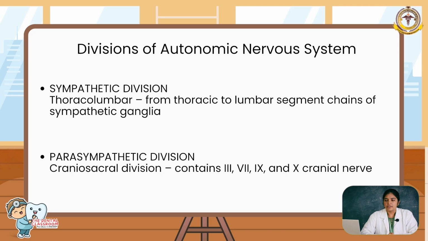Now we will see the divisions of the autonomic nervous system. We have the sympathetic division and the parasympathetic division. Our sympathetic division begins from the thoracolumbar region, that is from the thoracic and lumbar segments of the spinal cord, and the parasympathetic has cranial and sacral divisions. The cranial nerves involved in it are the oculomotor, facial nerve, glossopharyngeal and vagus nerve.